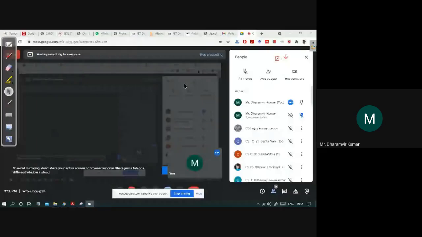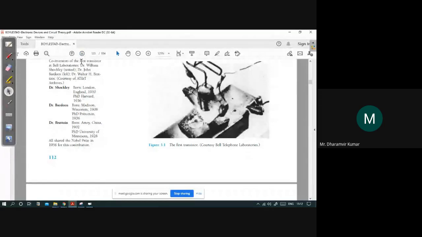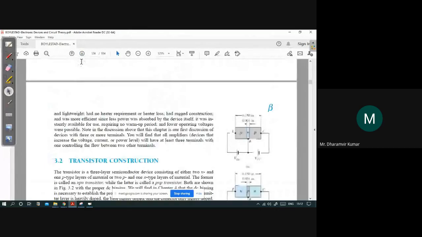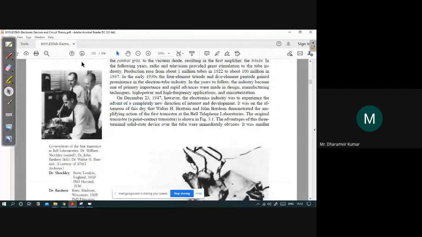The constructions we had seen a little bit. Let me go through it again. So we have three terminals: emitter, collector, and base. And this is a bipolar device. The transistor is a bipolar device. The name consists of bipolar junction transistor.